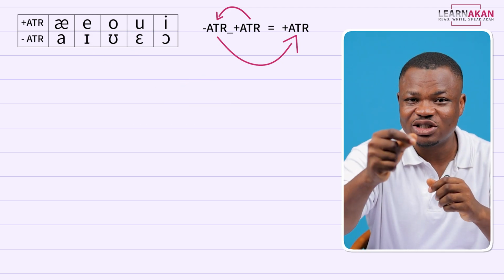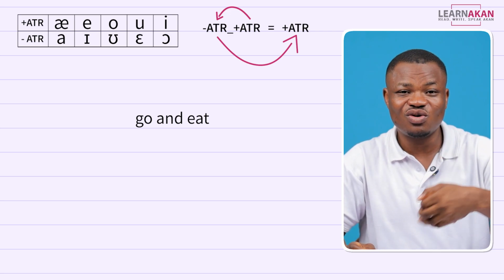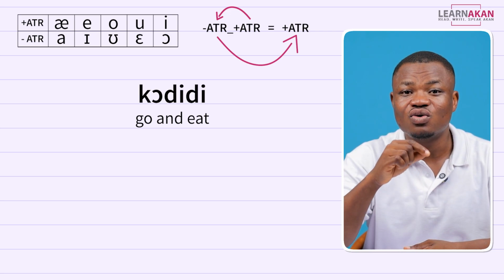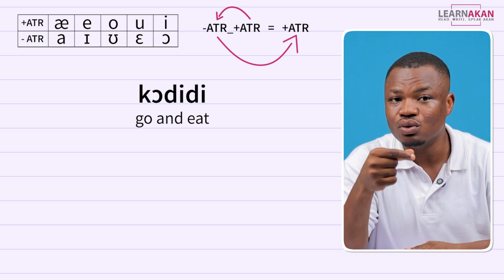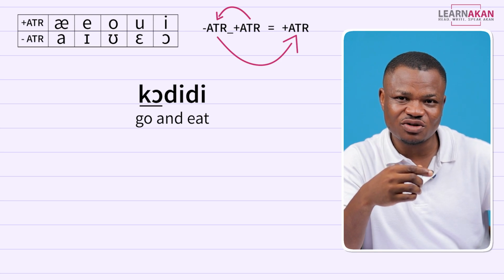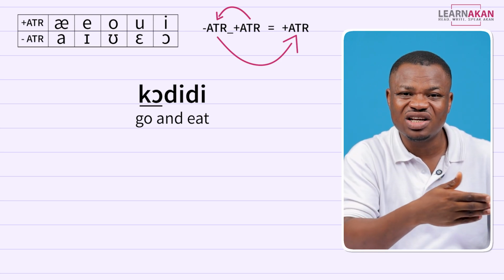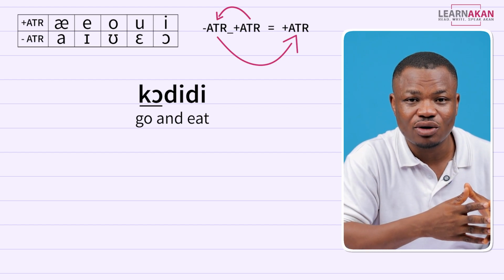Again, if I want to instruct you as a single person to go and eat, I'll say kodidi. So you are hearing ko didi, right? But it's actually ko, so it starts with ko. So it should be ko didi. But in speech, you hear this mostly as kodidi.